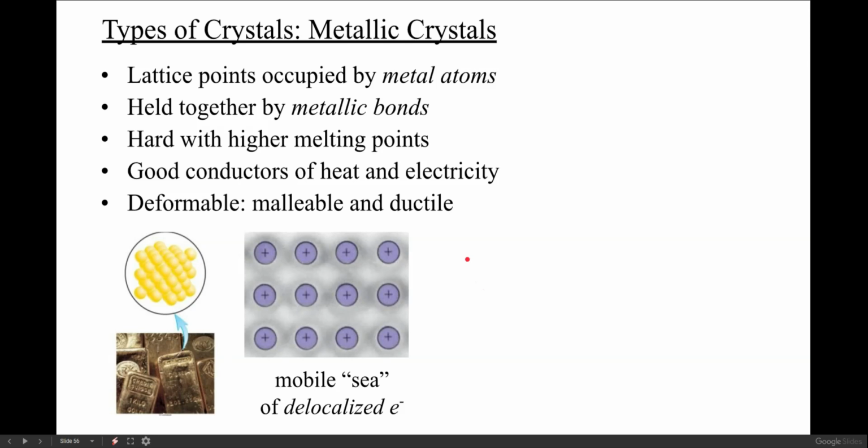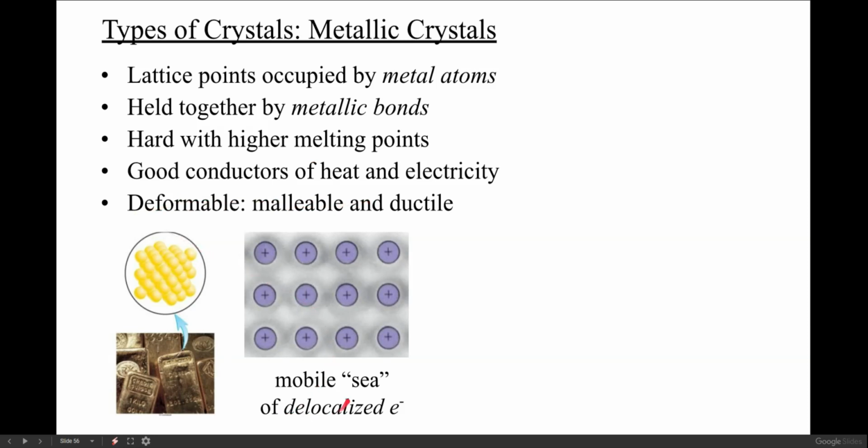Lastly, we have metallic crystals. And this is probably the second one we've talked about the most, and it's easy and kind of straightforward. Lattice points are metals. We call the interaction metallic bonds. They have high melting points and they're hard. And unlike some of the other crystals that we said were hard with high melting points, like ionic and covalent, these ones are good thermal and electrical conductors, and they are not brittle. They are malleable and ductile, so they are deformable.